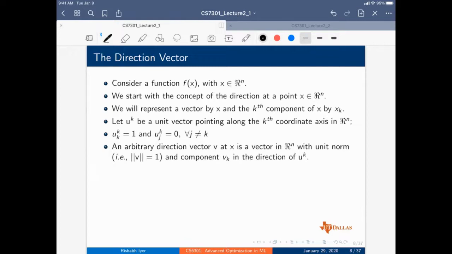Okay. So we'll also look at the concept of a direction vector and directional gradient. You take any direction x in R^n, and you can represent the kth component by x_k, and u_k here is a unit vector pointing in the kth coordinate. So essentially u_k is a unit vector over here.